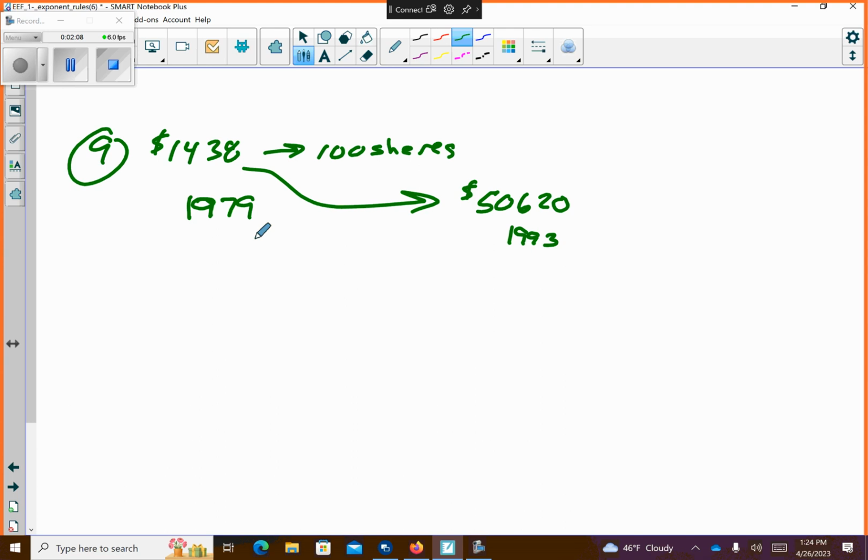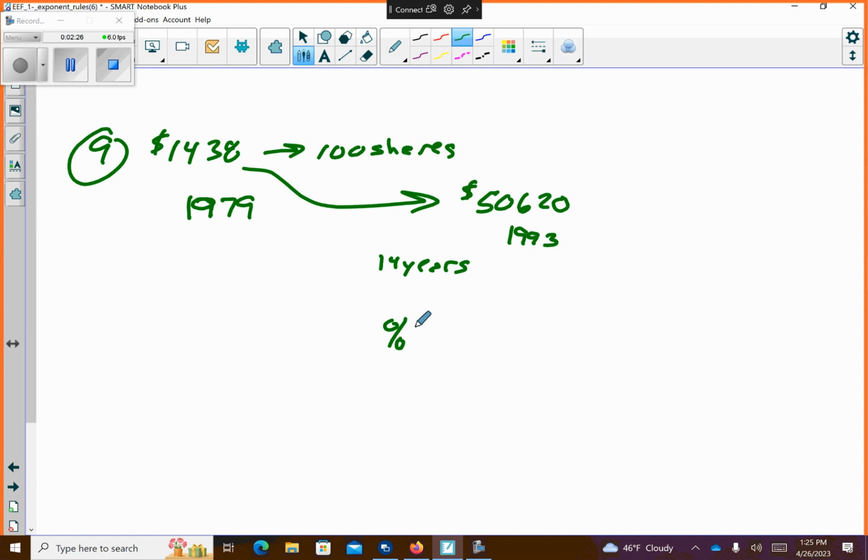So from 79 to 93: 80, 81, 82, 83, 84, 85, 86, 87, 88, 89, 90, 91, 92, 93. 14 years. Agree? What was the interest rate? So we want to figure out what this is.